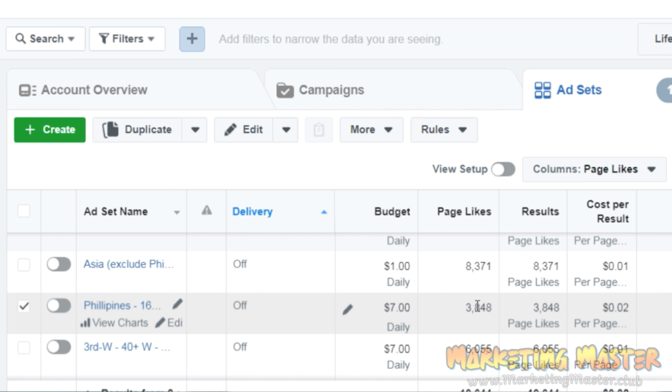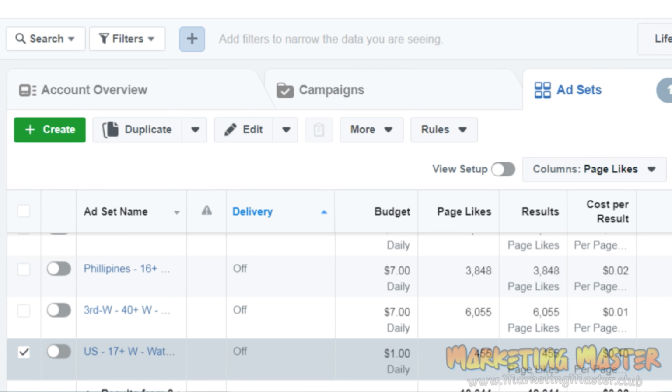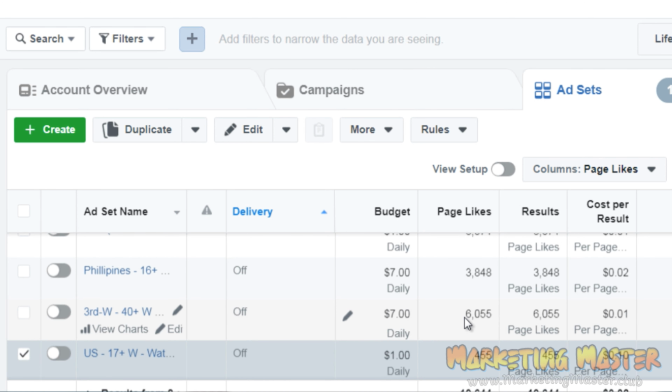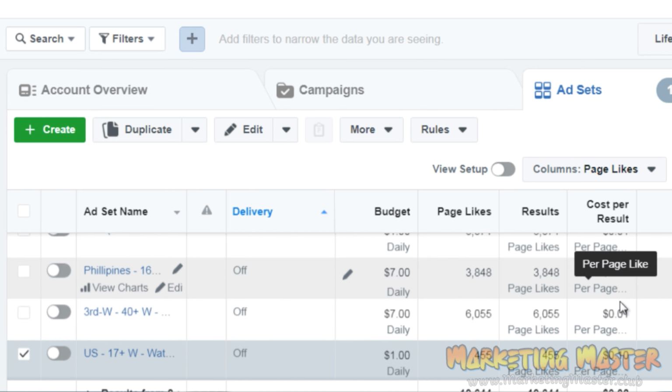So as we scroll down here, we've got Philippines, 3,848 likes for about 2 cents. So we scroll down further. When it says third W, that's with third world countries. So those are tier 3 countries. And I basically just took a bunch of third world countries and just put them all into one campaign. Now, ideally, you would probably want to split them up into different countries, but just to make things faster, I did that. So as you can see here, I've got penny likes, literally pennies right there.